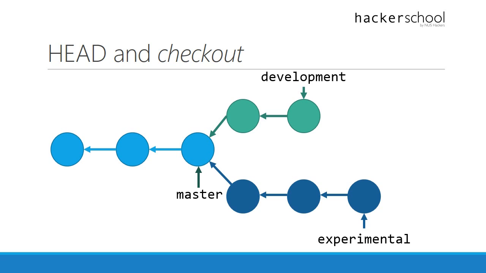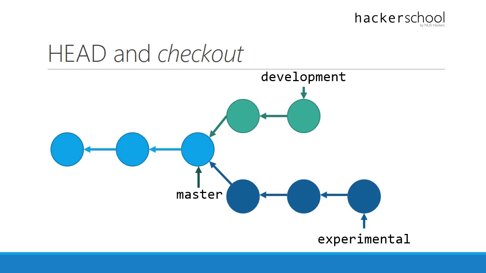So do you remember, if we were on the master branch, how would we switch to the development branch? Do you still remember that? We type in git checkout development, and then now we're on the development branch. So we know that checkout moves us between branches. Let's look at exactly how that works.